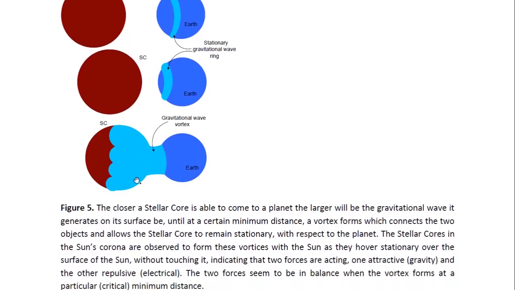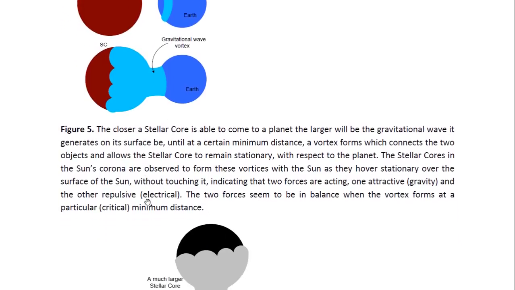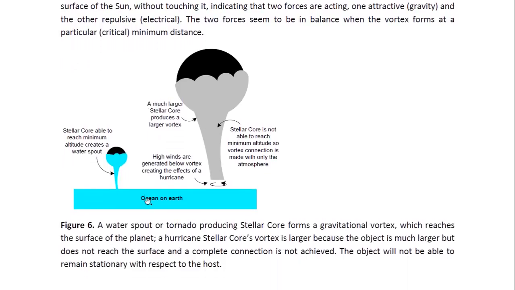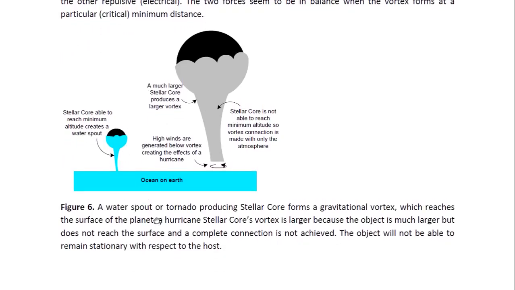And then once the object reaches the critical minimum distance, a gravitational wave vortex forms. It will also have a hollow in the center, but this vortex makes a direct connection between the two objects, and the stellar core will be able to draw material from the Earth through it. So in the Earth's atmosphere, we have a water spout or a tornado. Here I've drawn a water spout which has reached the critical minimum distance, so it's able to draw water from the ocean, and that water becomes part of the object's atmosphere.